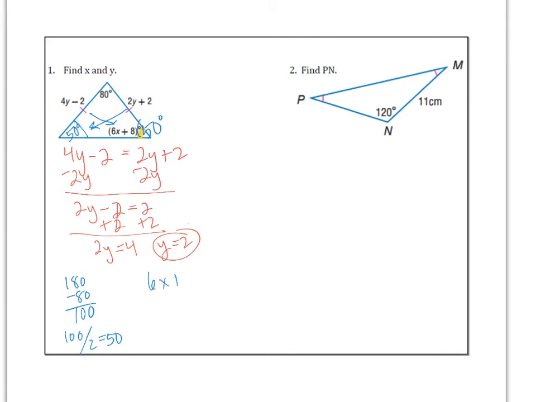So 6x plus 8 will equal 50. Minus the 8, 6x equals 42. Divide by 6, x equals 7. And we are done. Take a minute and think about number 2 on your own. Can you find PN?